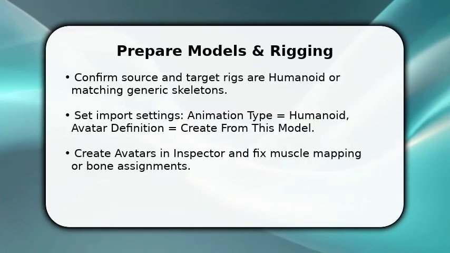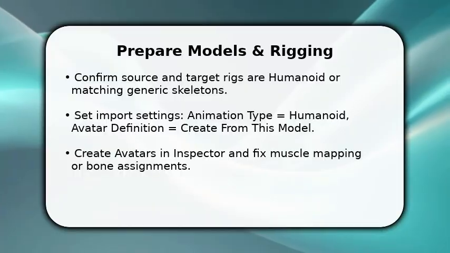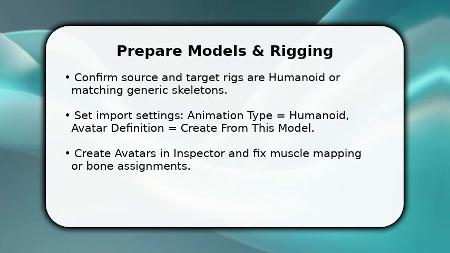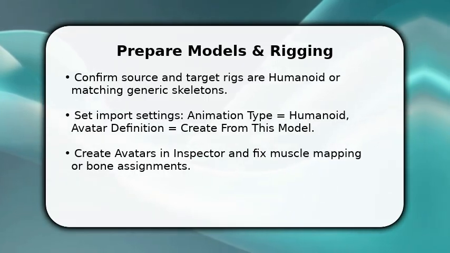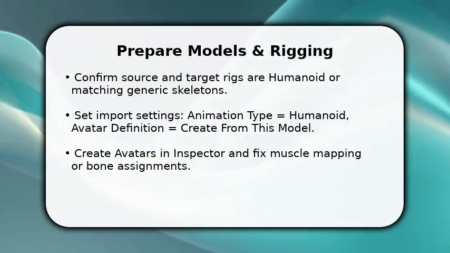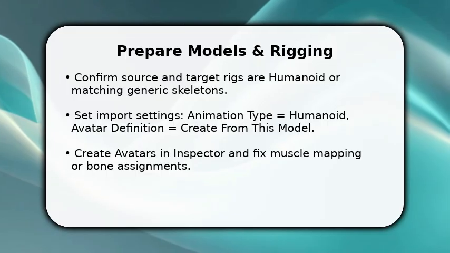You start by making sure both source and target have compatible rigs. This saves hours later. Open the source import settings and set animation type to humanoid, then create an avatar so Unity can map muscles. For the target, do the same and inspect bone assignments.